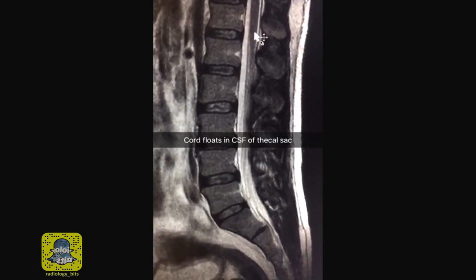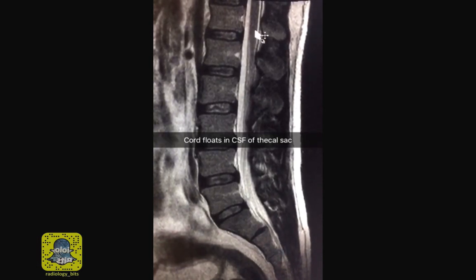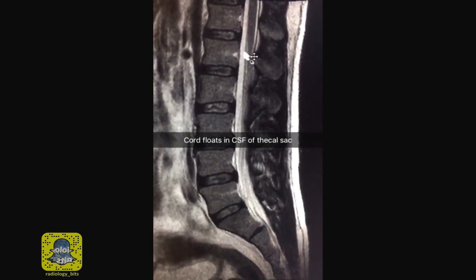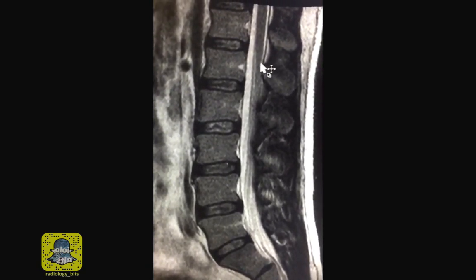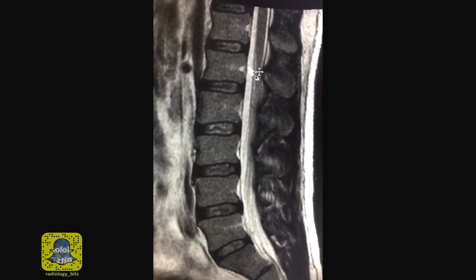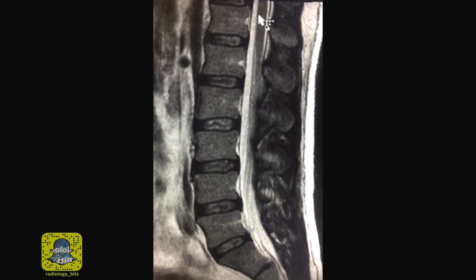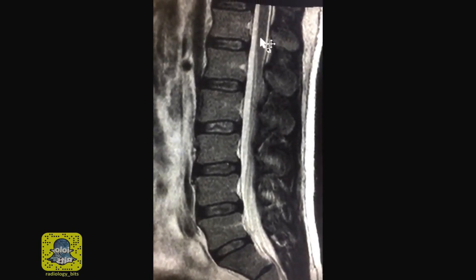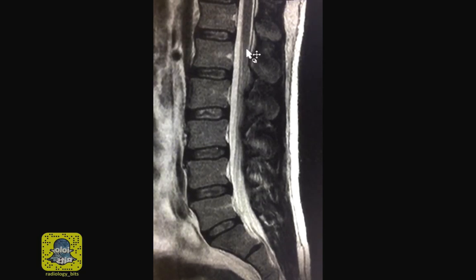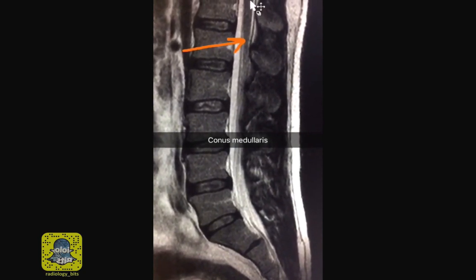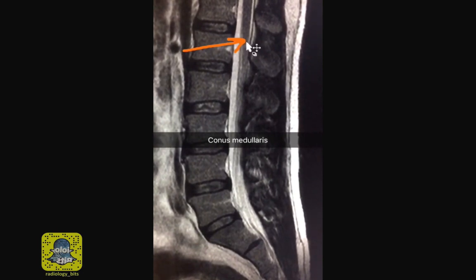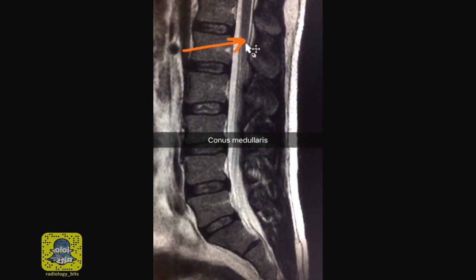This is the spinal cord as it floats within the CSF contained within the thecal sac. So you have a tube-like meningeal covering that contains CSF, and then you have the cord almost floating within it. Now we'll talk about important nomenclature when it comes to the spinal cord. The spinal cord terminates in a triangular-like component called a conus medullaris.